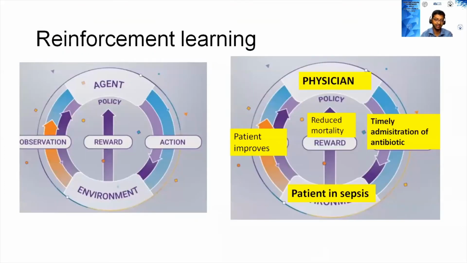In reinforcement learning, an agent acts on an environment which is at a particular state and observes for a favorable change in the environment, which when occurs is rewarded promptly. A model for optimal decision making is done in such a way that there is maximum rewards and minimum punishments in the decision making. This can be extrapolated like a physician administers antibiotics timely in a patient with sepsis to see him improve, and the reward is reduced mortality.